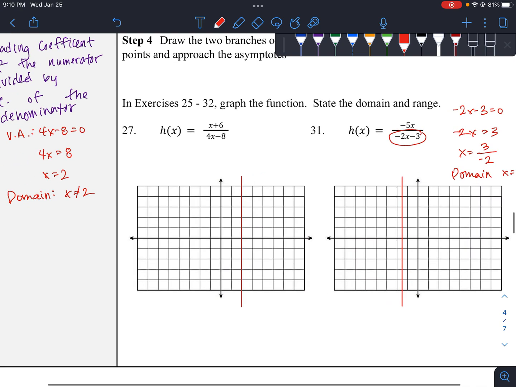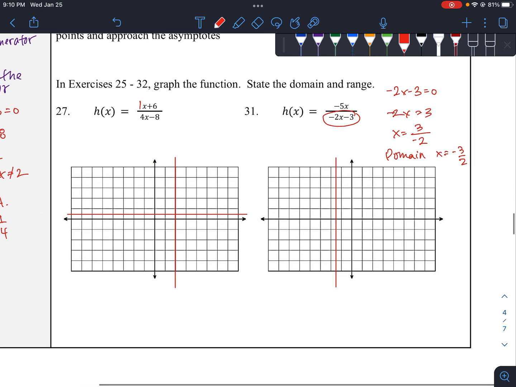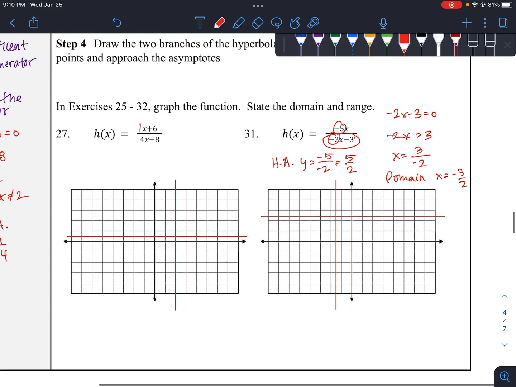Okay, coming down here to these examples, the leading coefficient here is 1, so you'd have a horizontal asymptote at y is equal to 1 over 4. So that would be probably somewhere, maybe a little bit lower than that, but about around that area. The horizontal asymptote here would be at y is equal to negative 5 divided by negative 2, which is equal to 5/2 or 2.5. So that should be about right there. Okay, so that's how you can find horizontal asymptotes.